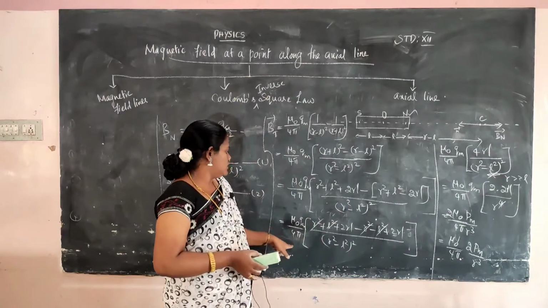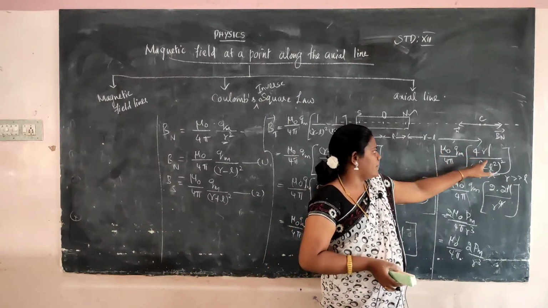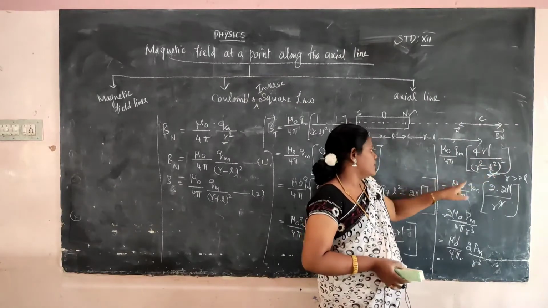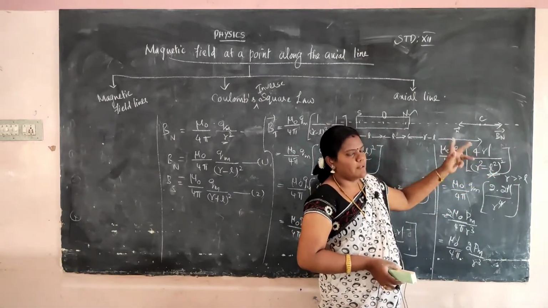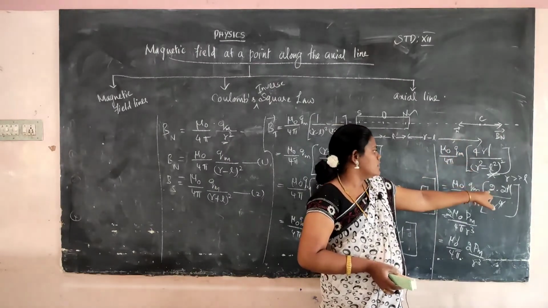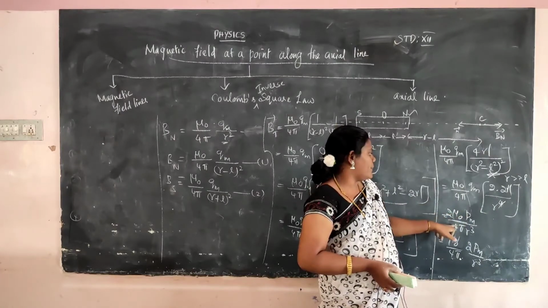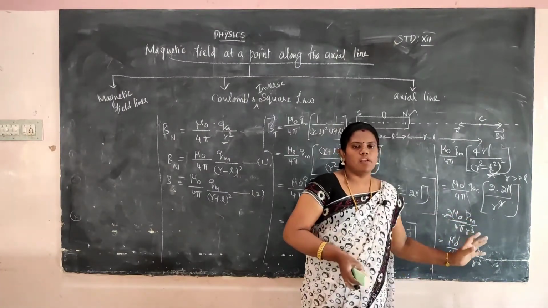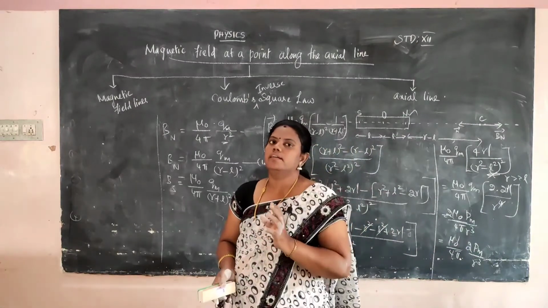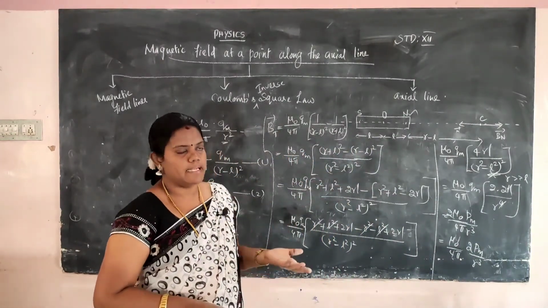That will be 4RL. So mu naught by 4 pi, QM into 4RL by R square minus L square the whole square. Then mu naught by 4 pi, QM, 4RL will be split into 2 into 2RL. So QM into 2L is called PM. So mu naught by 4 pi, 2 PM by R cube. So this is the final formula for the magnetic field created at a point C from the north and south pole of the magnet.